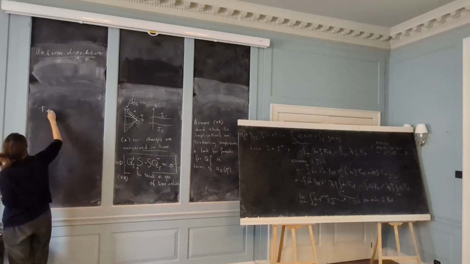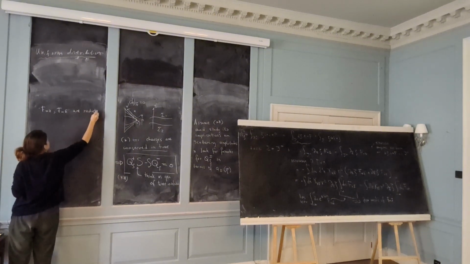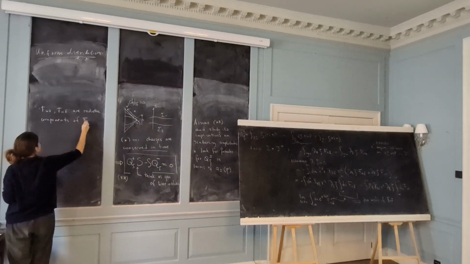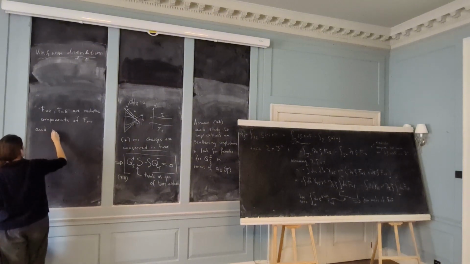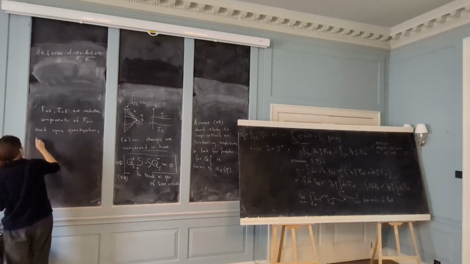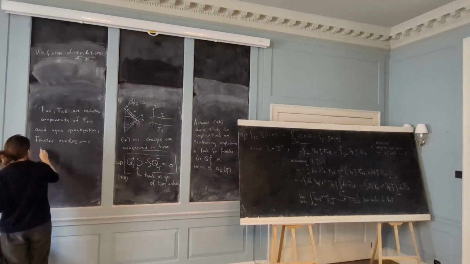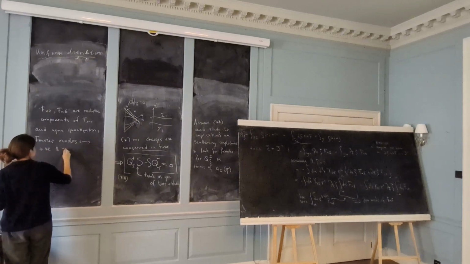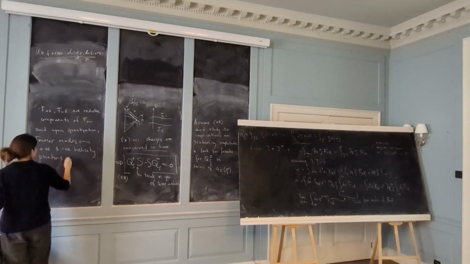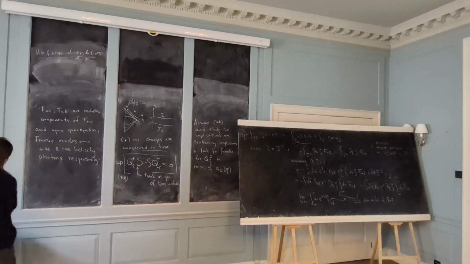First of all, f_{uz} and f_{uz bar} are the radiative components of F_{mu nu}, and upon quantization, their Fourier modes will correspond to positive and negative helicity photons, respectively. So let's see how this works.